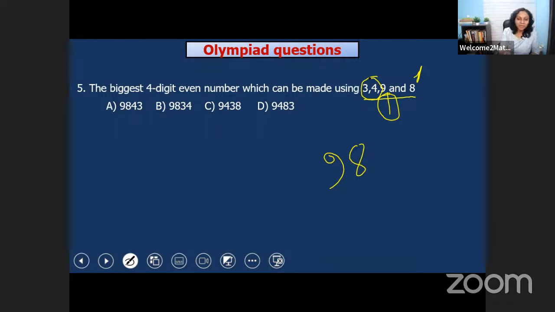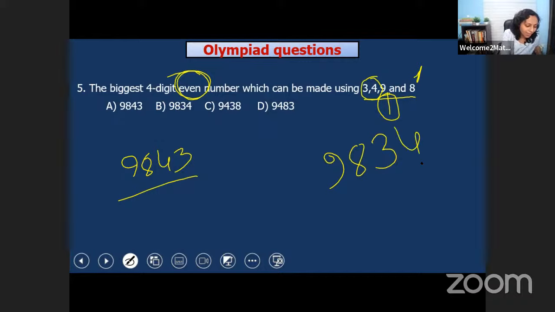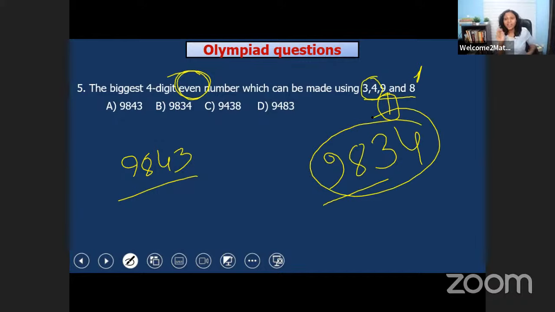Many of you have answered 9, 8, 4, 3. Yes, it is the largest number here. But our question is about a 4-digit even number. 9843 is not an even number because it is not divisible by 2. So what would be the answer then? 9843 is not our answer. So our answer would be 9834, because it's divisible by 2 and it's an even number. This is the answer, 9834.